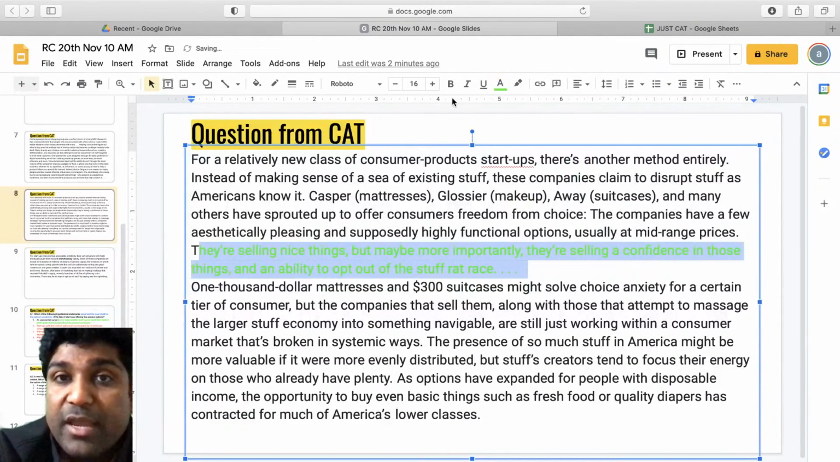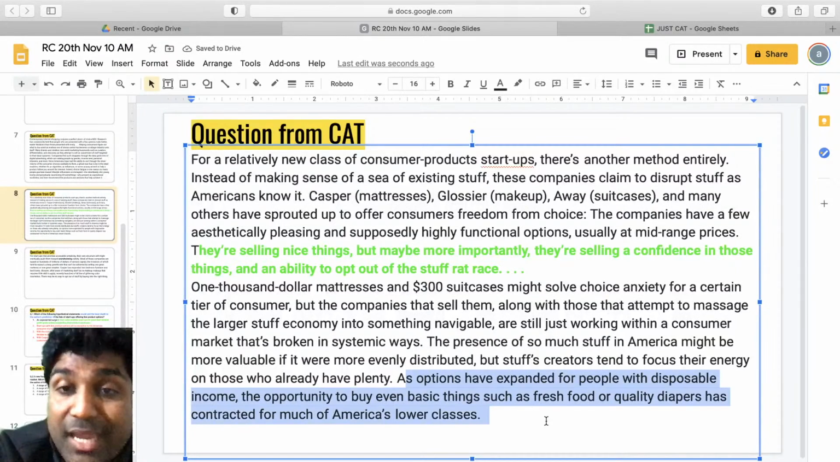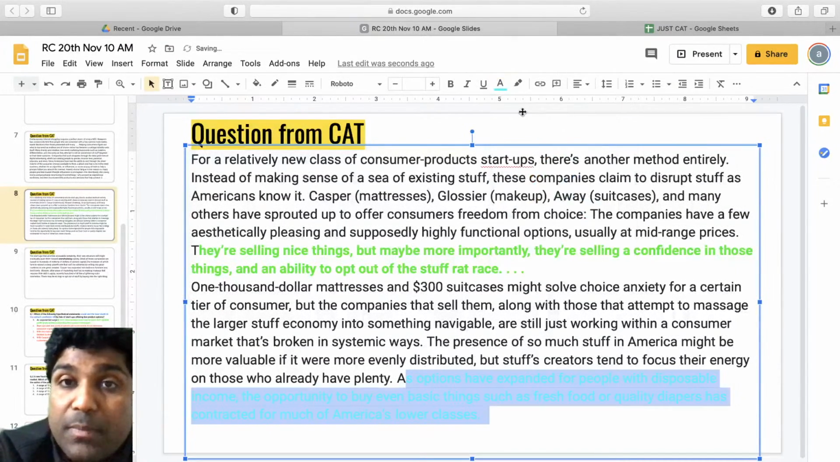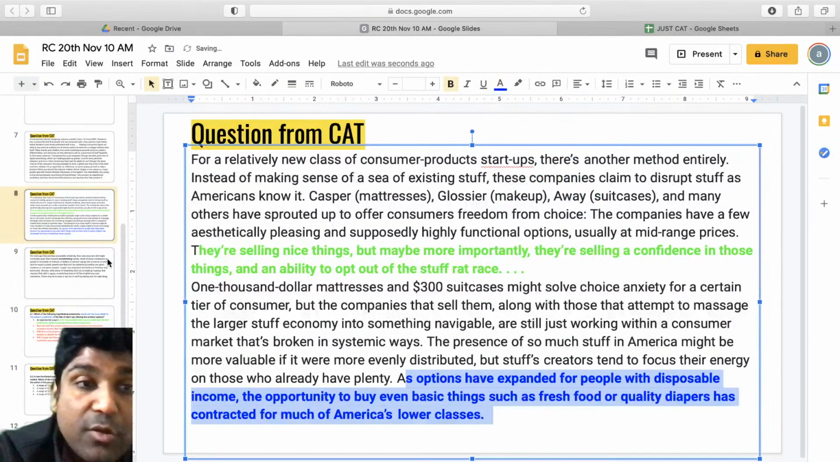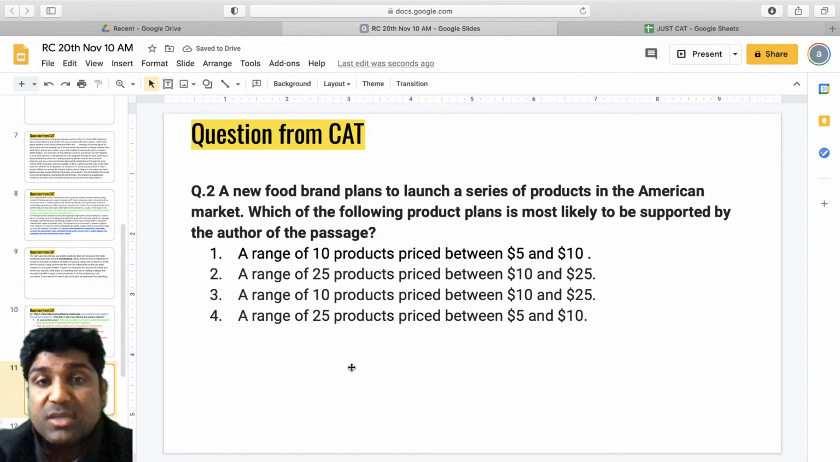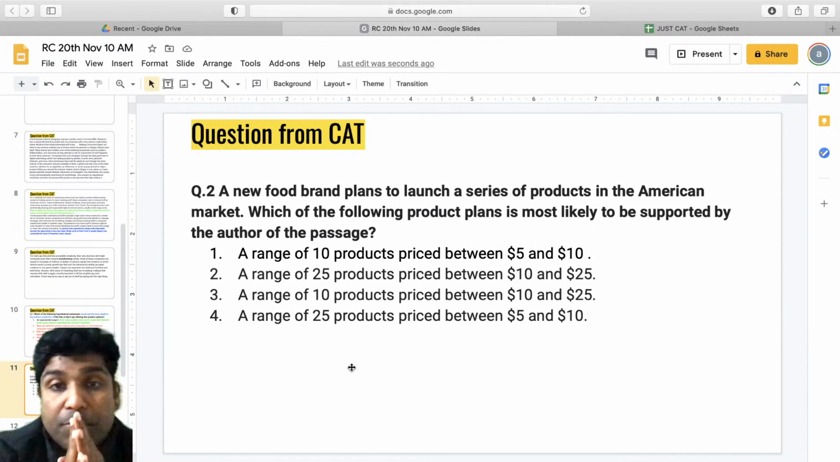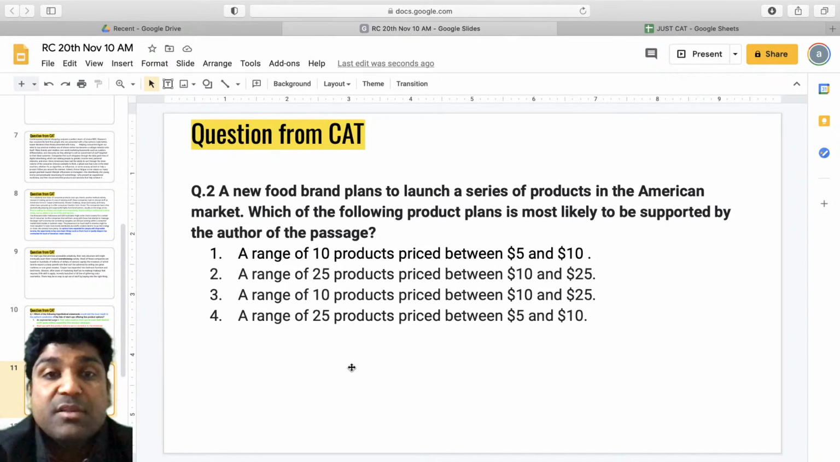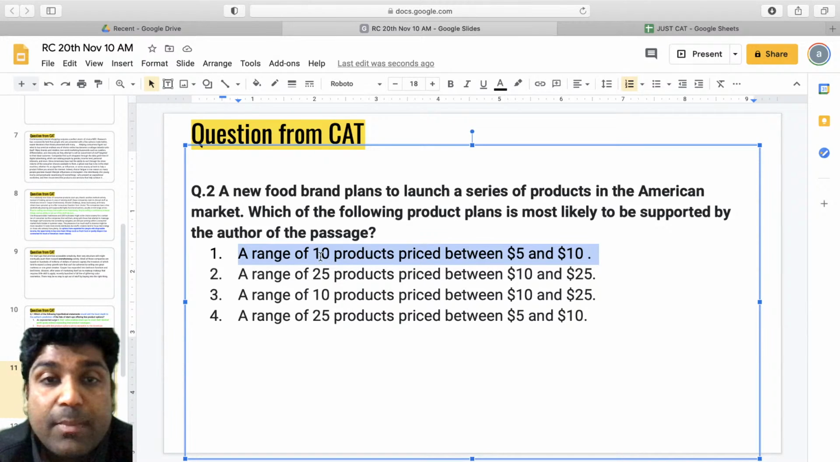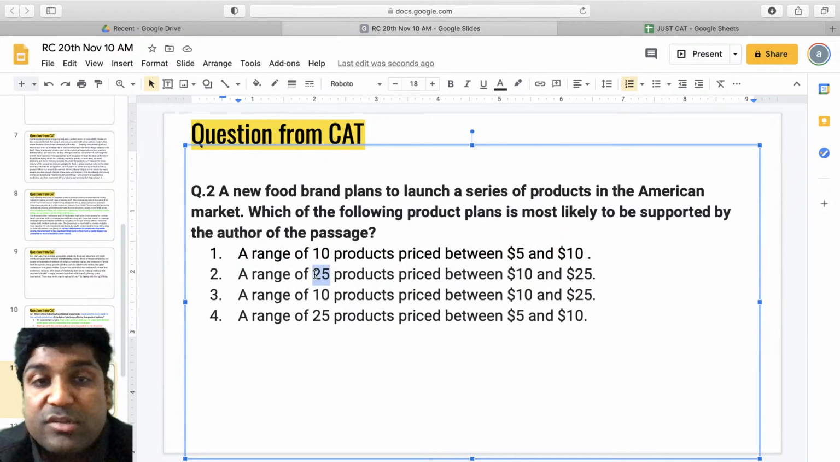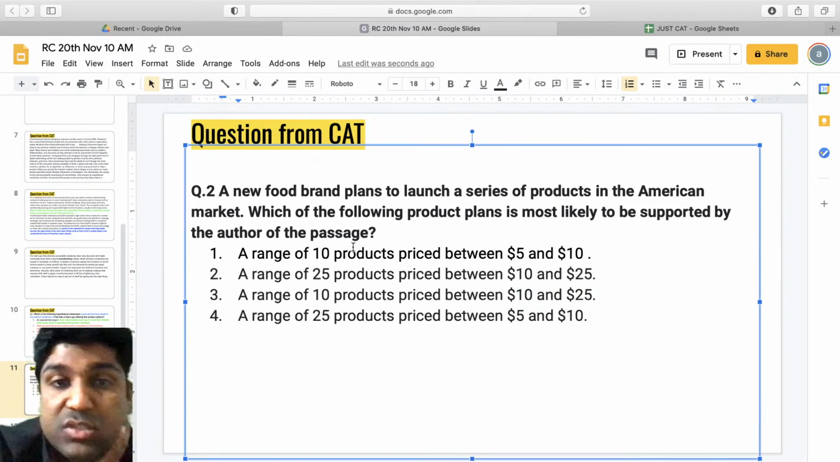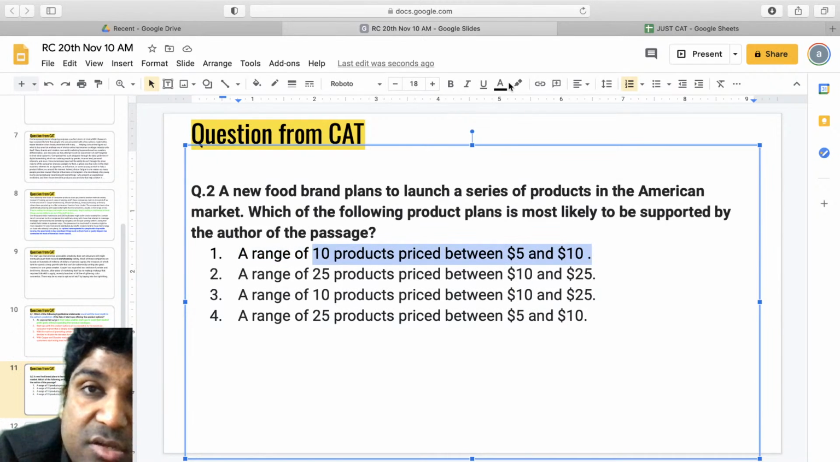So author wants companies which make fewer products, and author also wants companies to make products for the poor people, also for the people who cannot afford very costly products, very premium products basically. So author would like fewer number of products in the cheapest possible range. So 10 products with price between $5 and $10. This is the right answer. These are all wrong.